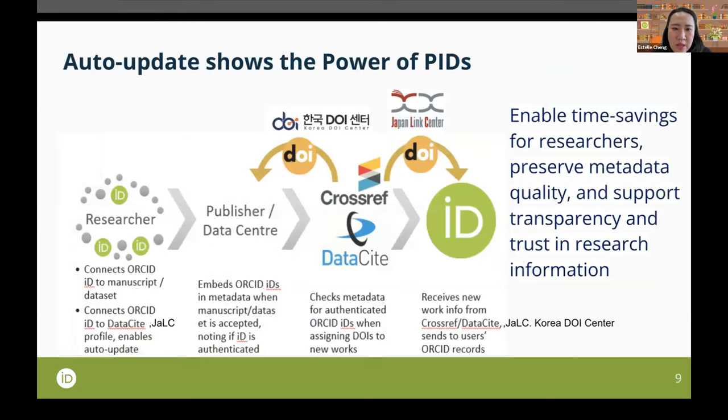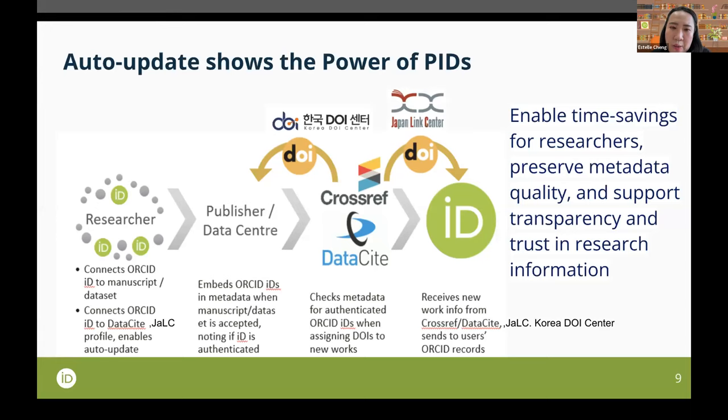This is a quite similar diagram to the one Lena shared. The auto-update workflow really demonstrates the power of PIDs. So I'm going to quickly summarize the workflow again. It starts with researchers who authenticate or connect their IDs in the manuscript submission process, or when they deposit a dataset in a data repository. Publishers or data centers, when they register DOIs, need different metadata, and ORCID is a part of that. Then the DOI registration agencies, like Crossref, DataCite, and now also Japan Link Center and Korea DOI, so now we have four DOI registration agencies supporting this auto-update feature.